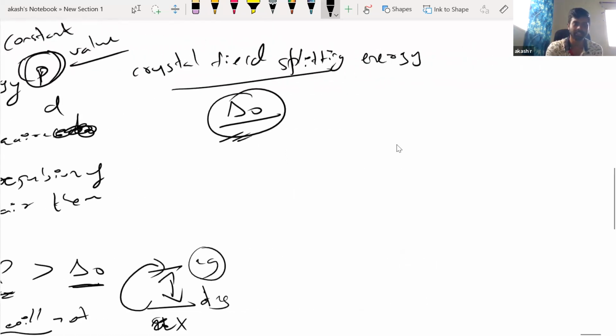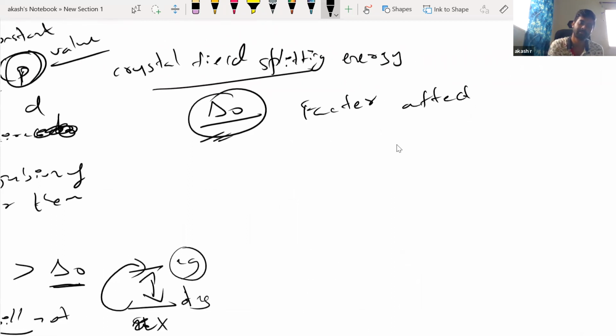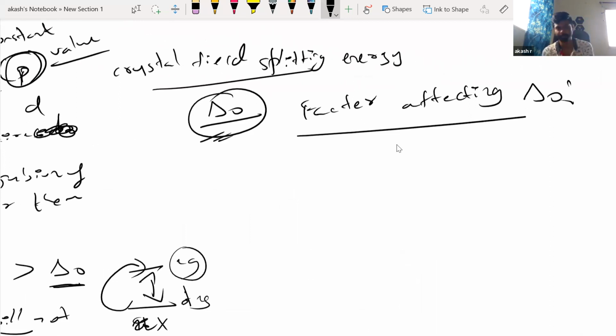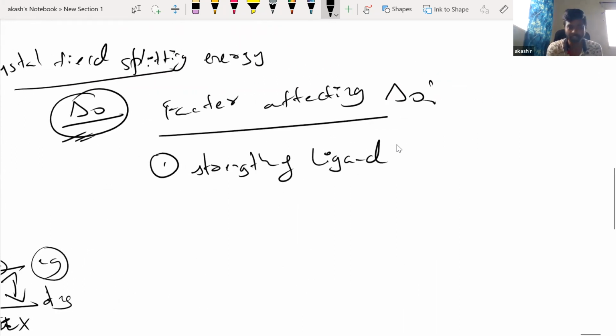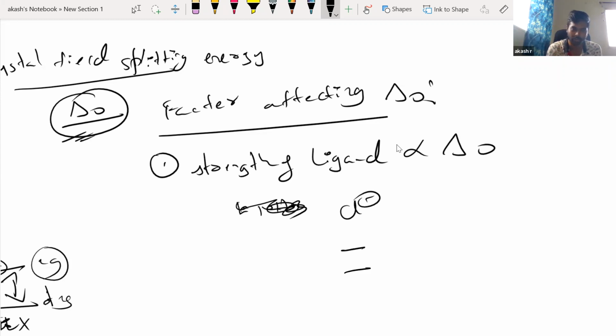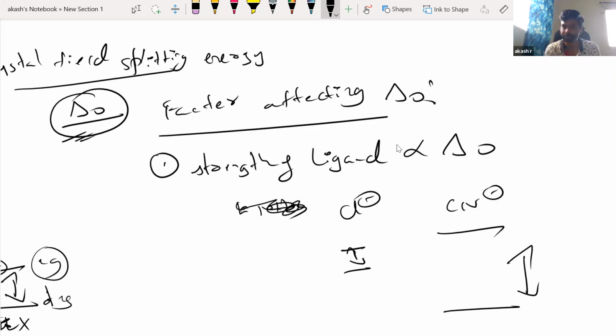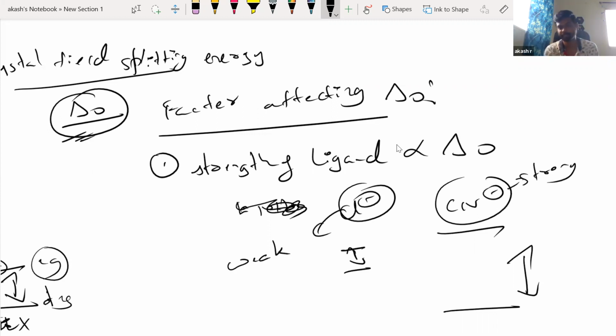Okay, so what you have to understand now is what are the factors affecting del O. Now, the first main factor is the strength of the ligand. More and more is the strength of the ligand, more and more will be the splitting. More strength of the ligand, more will be the energy difference. Say, for example, if the ligand is Cl minus, the energy difference will be very small. But if the ligand was CN minus, then the difference in energy is very high. Why? Because we know CN minus is a strong field ligand, whereas Cl minus is a weak field ligand. So stronger the ligand, larger the splitting. That is one criterion.